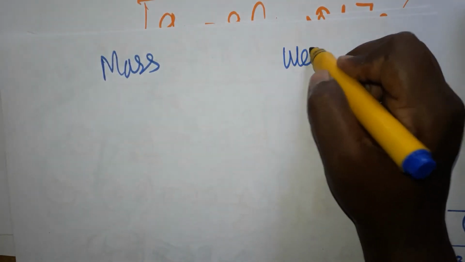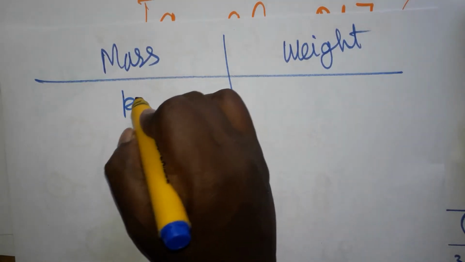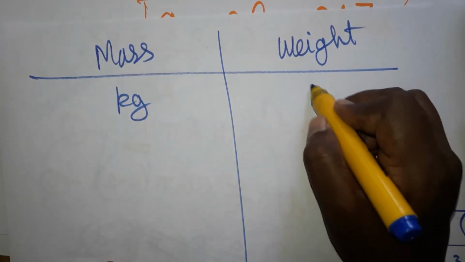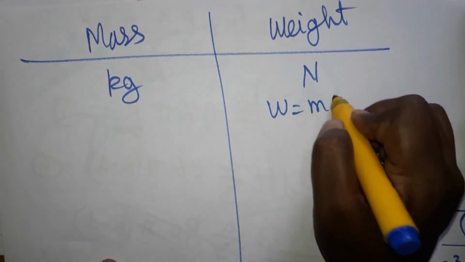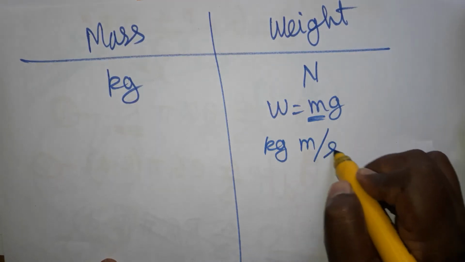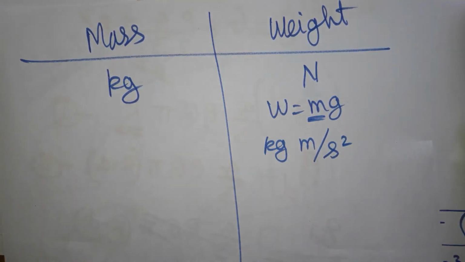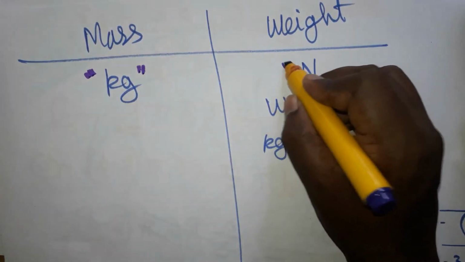So mass and weight. The unit of mass we can take as kg, and the unit of weight we can take as Newton. Weight is equal to mass into gravity. Mass is in kg, acceleration due to gravity is in meter per second square. So the unit of mass is kg, and the unit of weight is Newton.